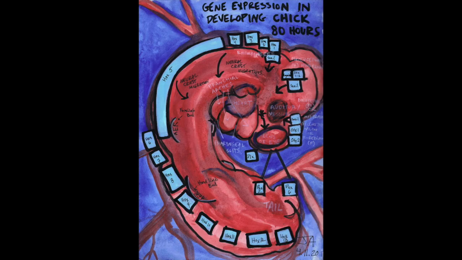And now here we see the entire embryo. We see snail initiating neural crest migrations. We see the branchial arches forming in the heart. And we see that Hox genes 4, 5, 6, 7, 8, 9, 10, 11, 12, and 13 are expressed from anterior to posterior down the embryo's body.